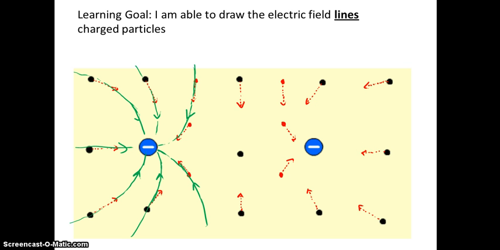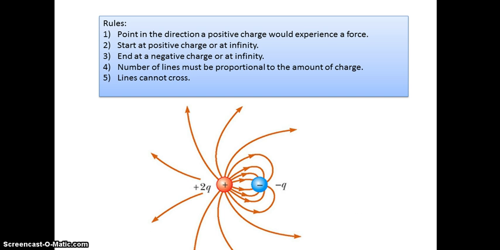Okay. So there's a few rules for drawing these lines. We've got to visualize, right? These lines tell us the direction a positive charge would go. So a positive charge would get pushed away from this positive charge and go in this direction. So these lines point in the direction a positive charge would experience a force. You put a positive charge here, it's going to get pushed away. You put a positive charge here, it's going to get pushed away from the positive, attracted to the negative, so it's going to go to the right. That's what these arrows show.